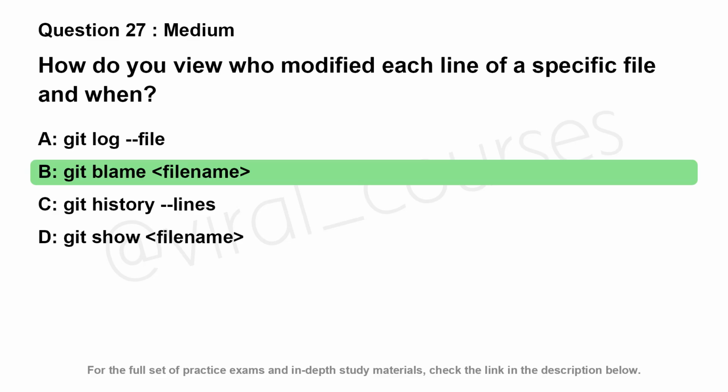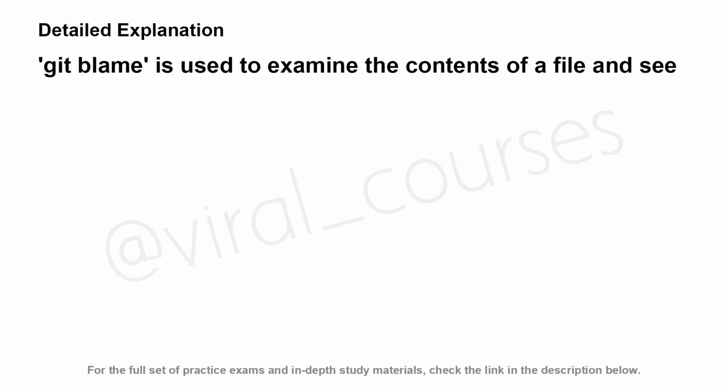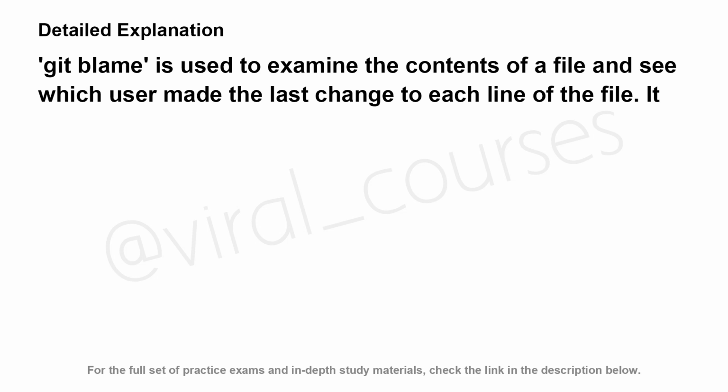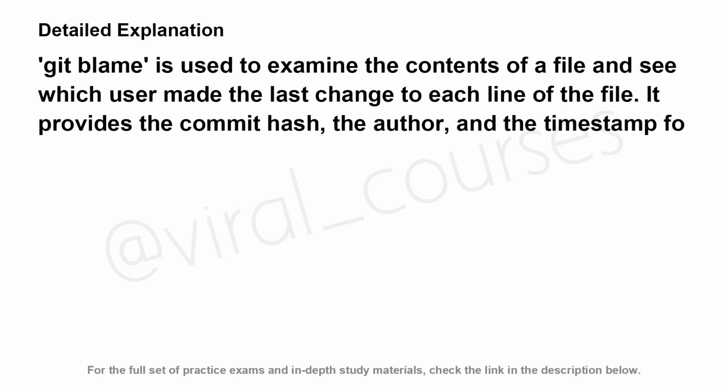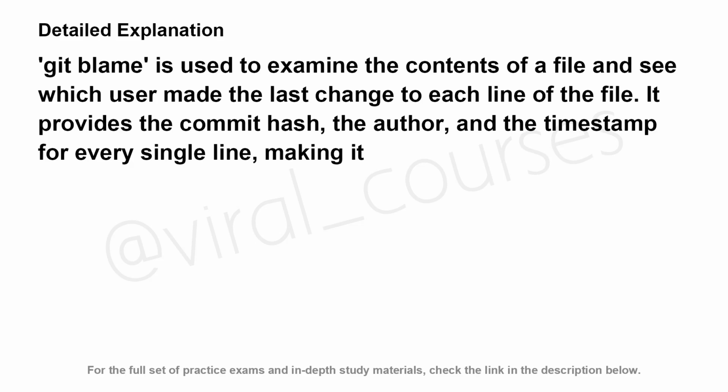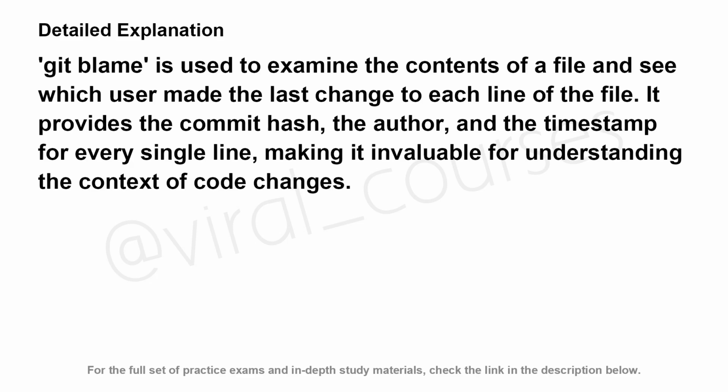The correct answer is B. Git blame is used to examine the contents of a file and see which user made the last change to each line of the file. It provides the commit hash, the author, and the timestamp for every single line, making it invaluable for understanding the context of code changes.